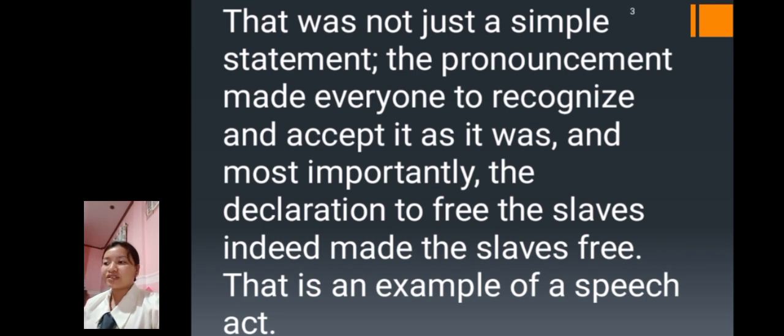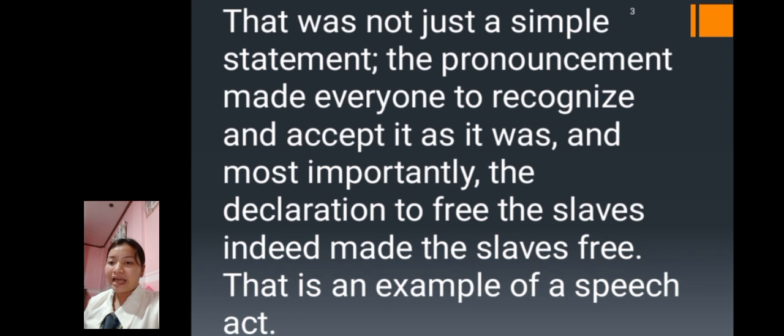So next, that was not just a simple statement. The pronouncement made everyone recognize and accept it as it was. And most importantly, the declaration to free the slaves indeed made the slaves free. This is an example of a speech act. These slides emphasize the transformative power of a speech act, particularly in historical and legal contexts.